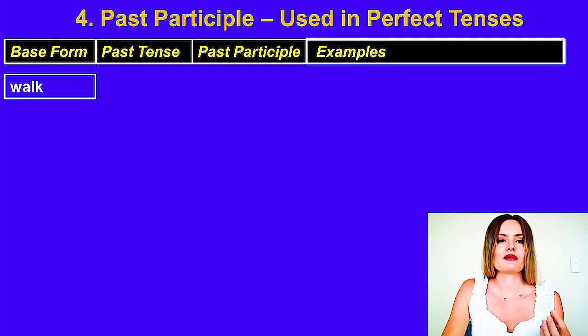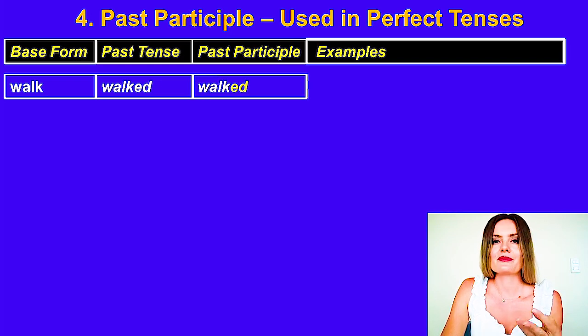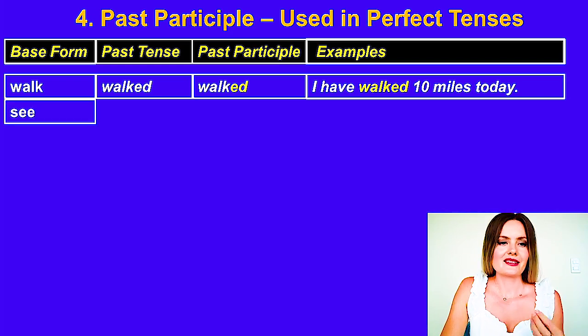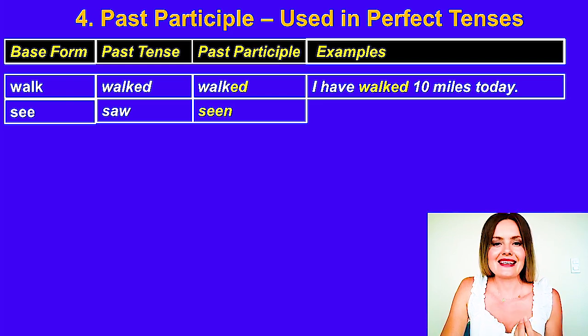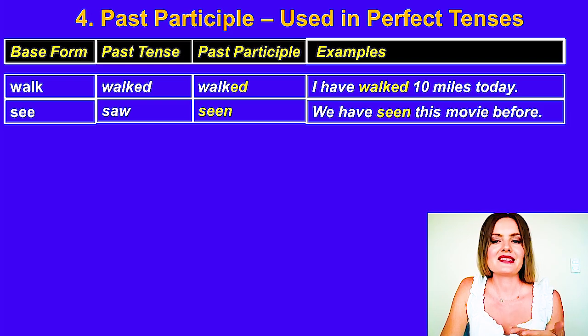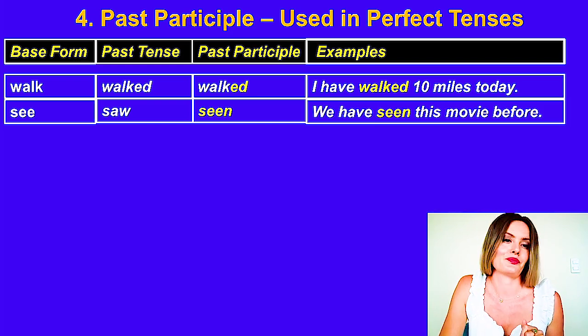So the base form is walk. The past tense of this verb is walked. The past participle is exactly the same. Walked. For example, I have walked 10 miles today. This sentence is used in present perfect. The next example, see, saw, seen. Seen is the past participle form. For example, we have seen this movie before. This sentence is used in present perfect as well.